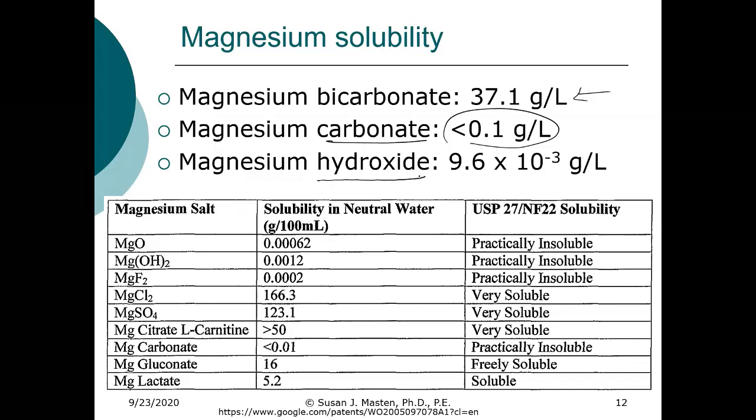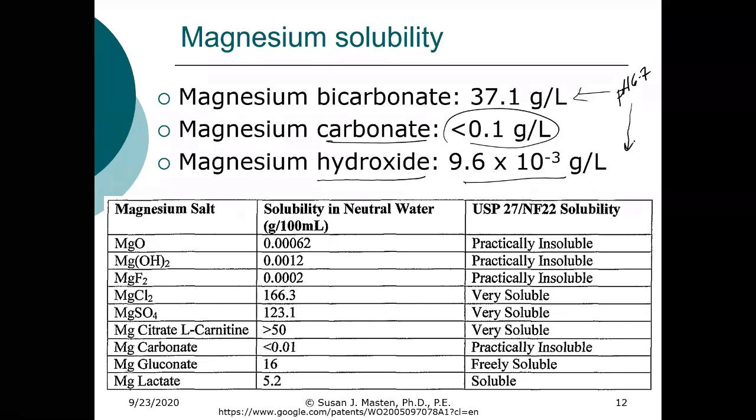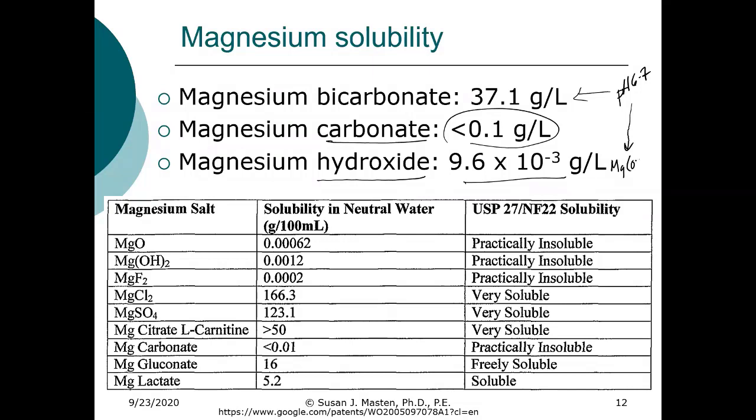However, if we can precipitate that magnesium as magnesium hydroxide instead of magnesium carbonate, the solubility decreases by about another 2 orders of magnitude. So starting at a pH of, let's say, around 6 to 7, where bicarbonate predominates, we have a solubility of magnesium bicarbonate of about 37 grams per liter. But if we can raise the pH to where we form magnesium hydroxide precipitate, the solubility drops to about 10 to the minus 2 grams per liter.